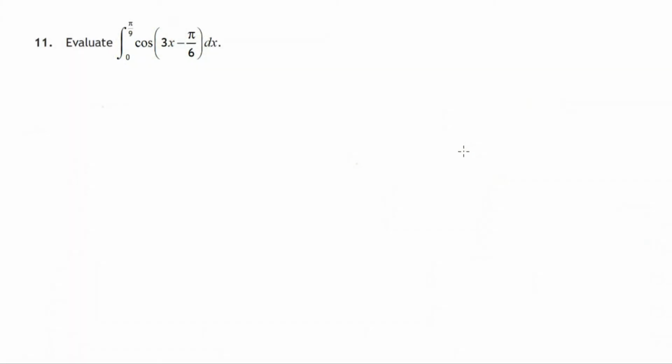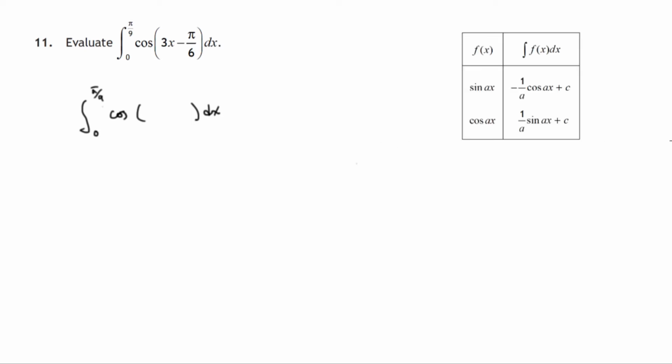Here we have a definite integral. It's the integral of the cosine of this expression, and the limits are 0 up to pi upon 9. So the integral from 0 to pi upon 9 of the cosine, not of x, but of 3x minus pi upon 6.